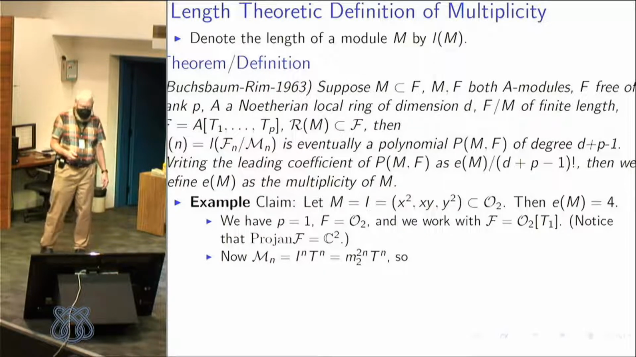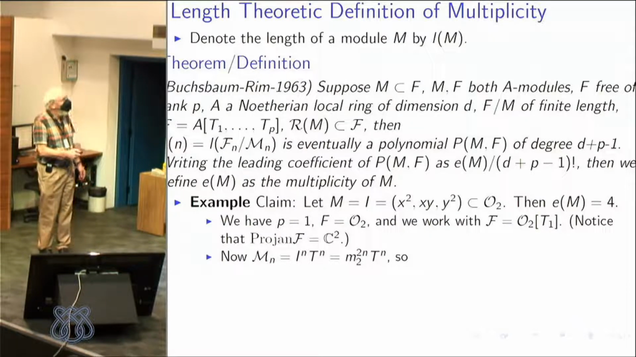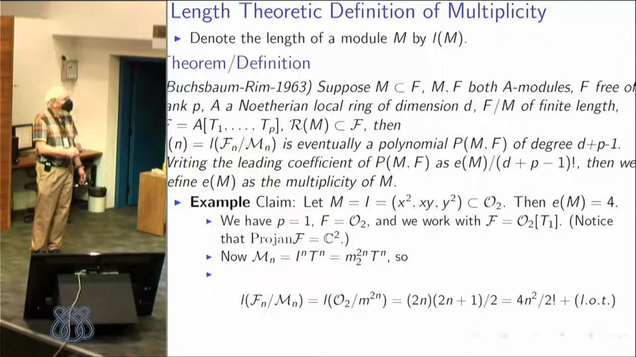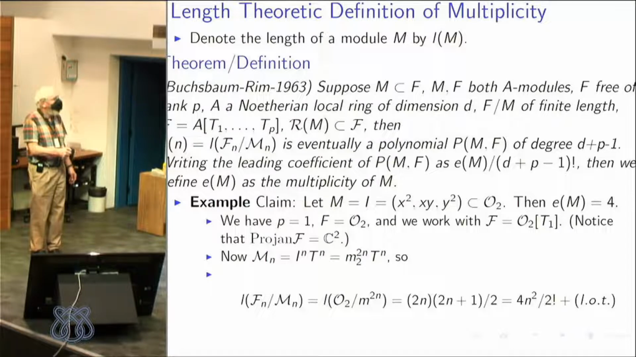So we need to calculate here, according to the definition, we have to first figure out what Mn is. So we take the ideal and raise it to the nth power. So now we're going to get the maximal ideal to the 2nth power. Now we want to look at the length of this. The length of Fn mod Mn is the same thing as O2 mod M2n. And that turns out to be 2n times (2n plus 1) over 2.